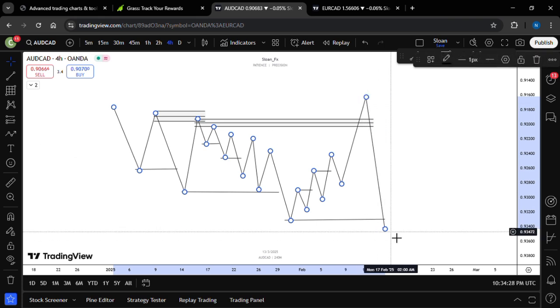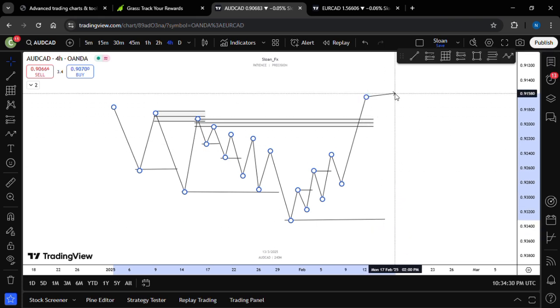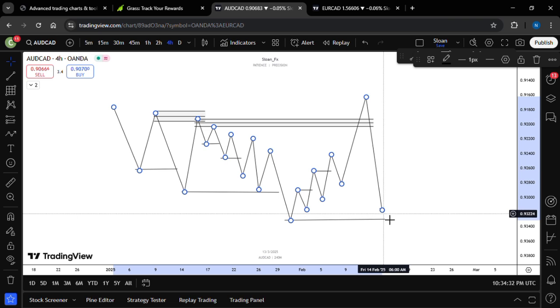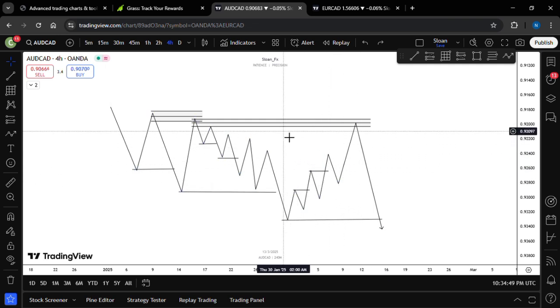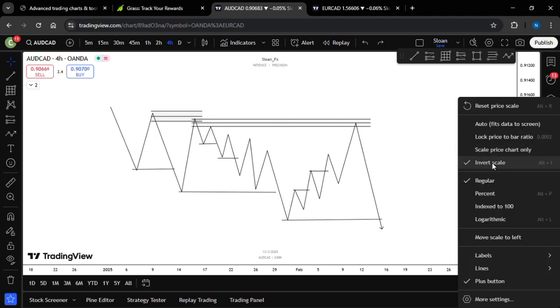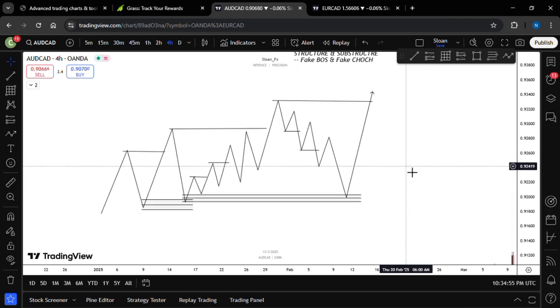But then watch what they will do. They will go and start picking the substructure as their change of character, which is very wrong. So you have to be able to identify properly the structure and the break of structure in order to trade it effectively. All right, so let's go to the chart examples now so that we can see these things I'm saying, because this video is not intended to be long. These are the chart examples.